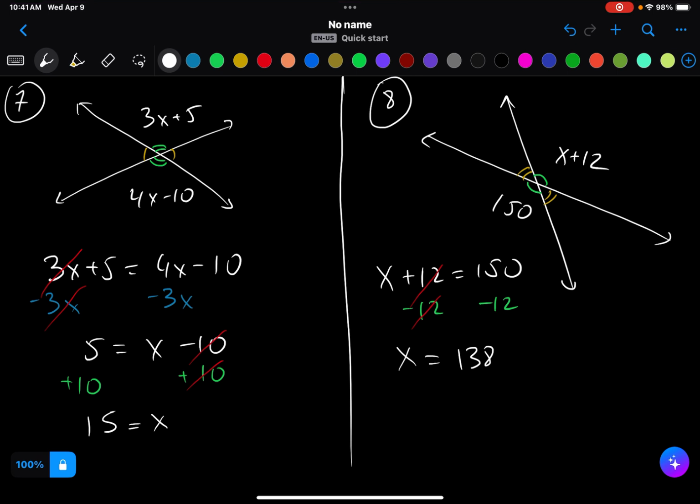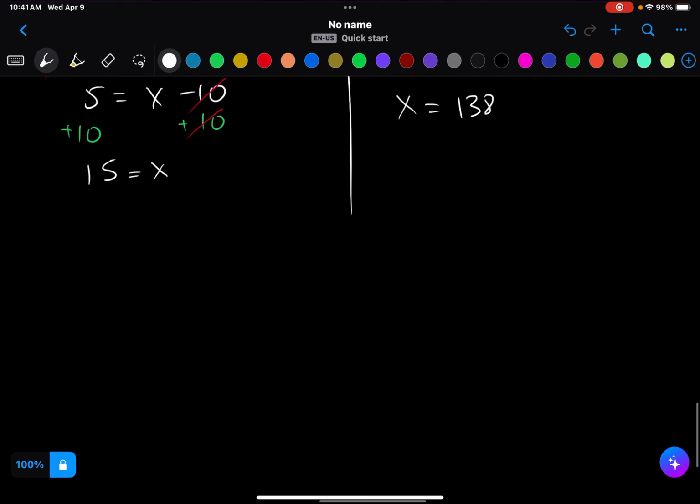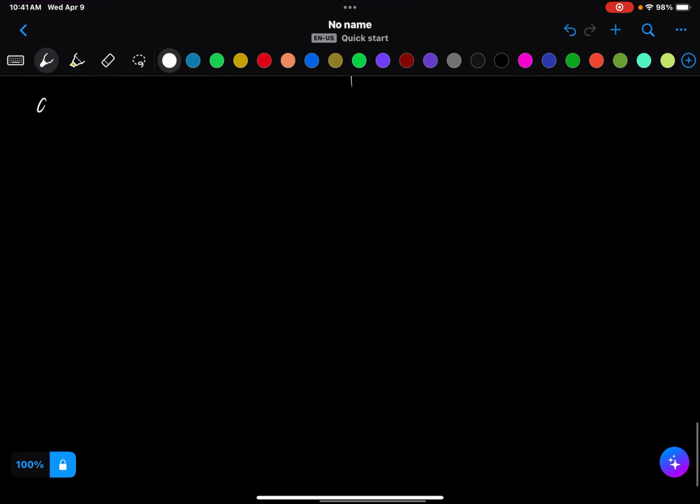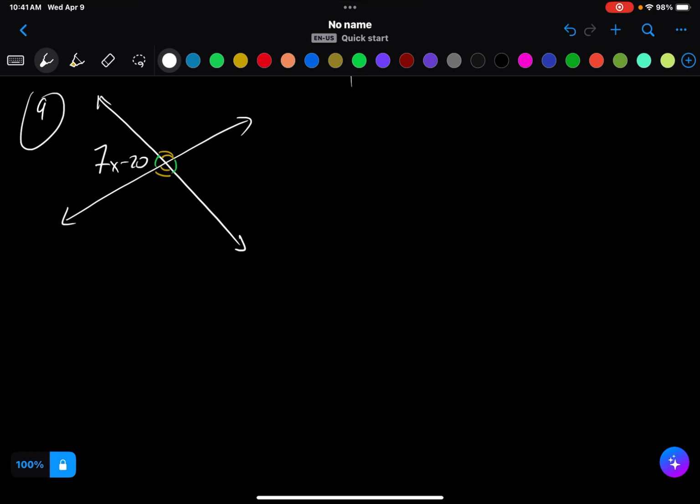All right, pause this if you need to for number 7 and 8. And number 9 is just like number 8, another super easy problem. Again, when two lines cross each other, angles that are opposite to each other are going to be equal or congruent. And I'm giving you opposite angles here again. So you can set them equal to each other because they are equal due to the vertical angle theorem, postulate, theorem, one of those. Okay, easy peasy.